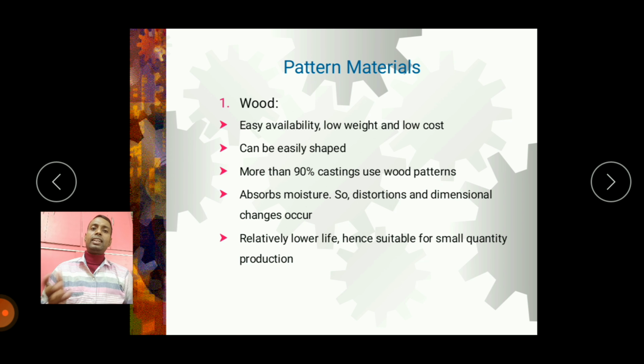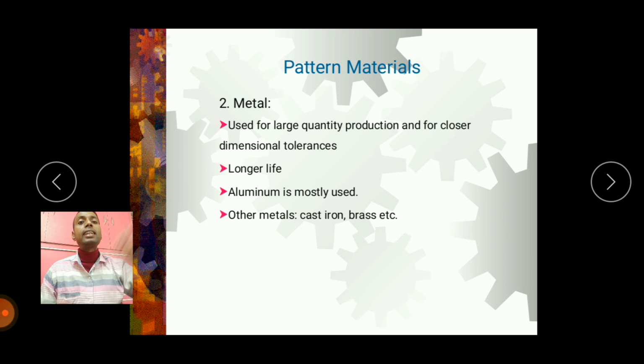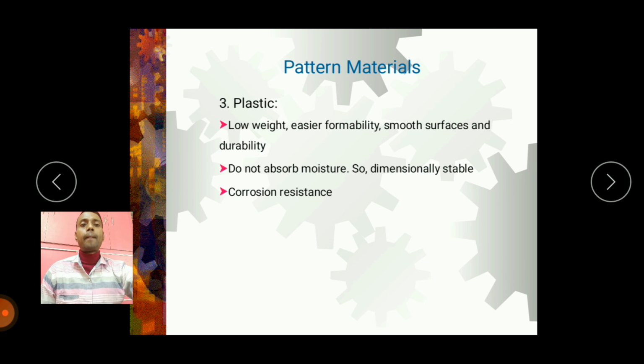Suppose wood. This is easily available and can be easily shaped. More than 90% of castings use wood patterns, though wood absorbs moisture and has a relatively lower life. Metal is used for large quantity production, with closer dimensional tolerance and longer life. Aluminium is mostly used. Other metals can be used, maybe cast iron, brass, etc. Plastic is lightweight, easier to form, with a smooth surface and durability, and does not absorb moisture. So dimensional stability is more, corrosion resistance, etc.